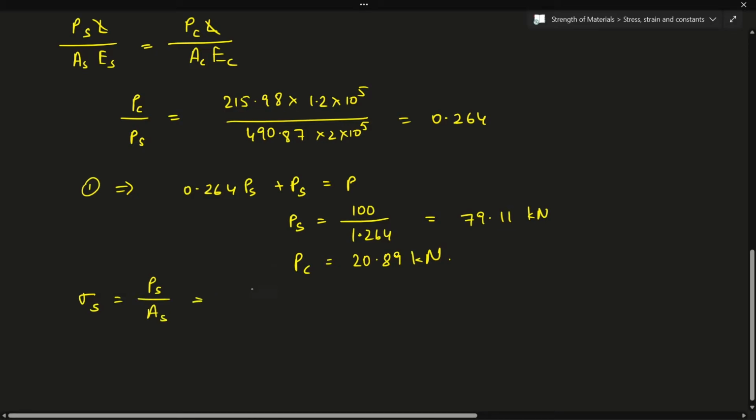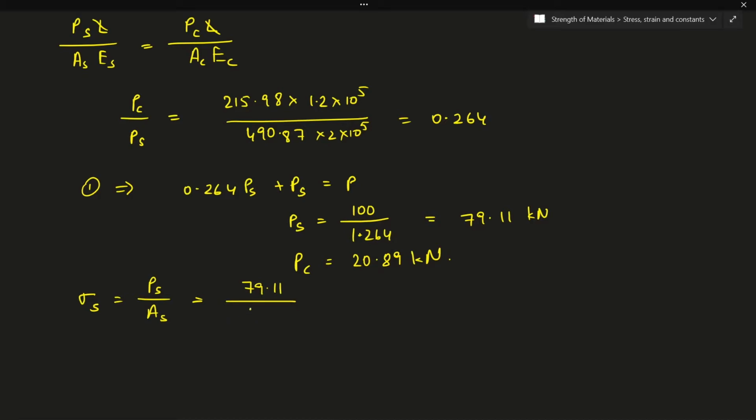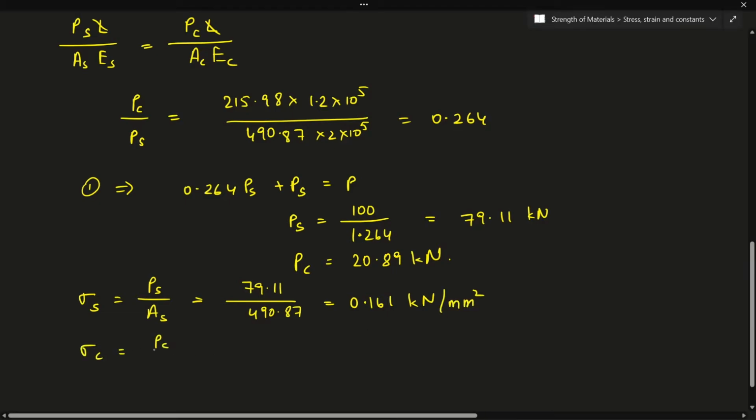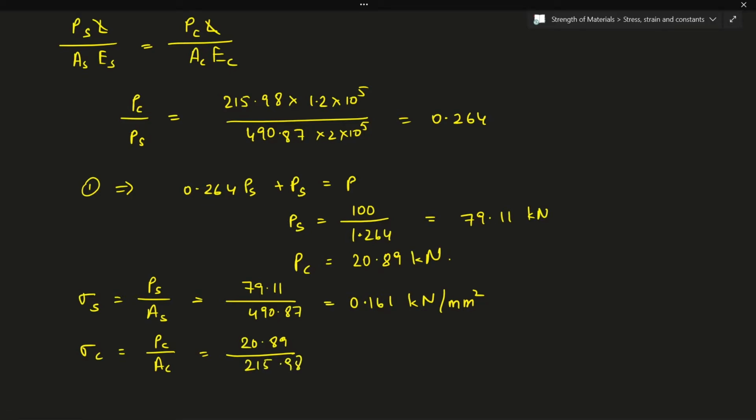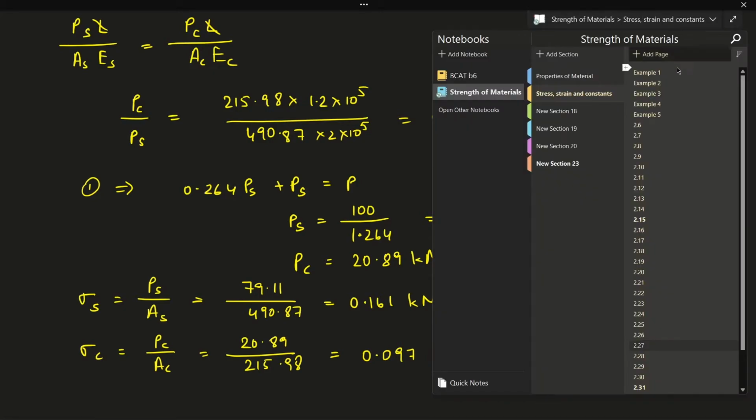PS is 79.11 divided by AS, which is 490.87, which gives me the answer 0.161 kilonewton per mm square. Now for sigma C, I can write it as PC by AC, which is 20.89 divided by 215.98, which is nothing but 0.097 kilonewton per mm square. Right, so fairly straightforward question. Let me move to the next question now.